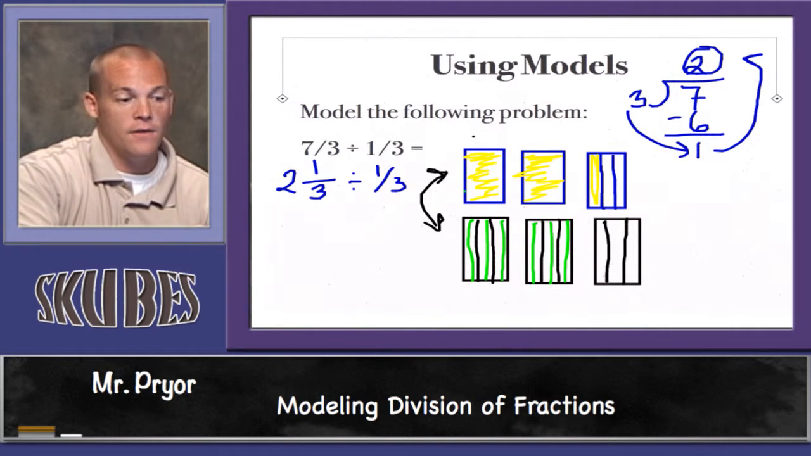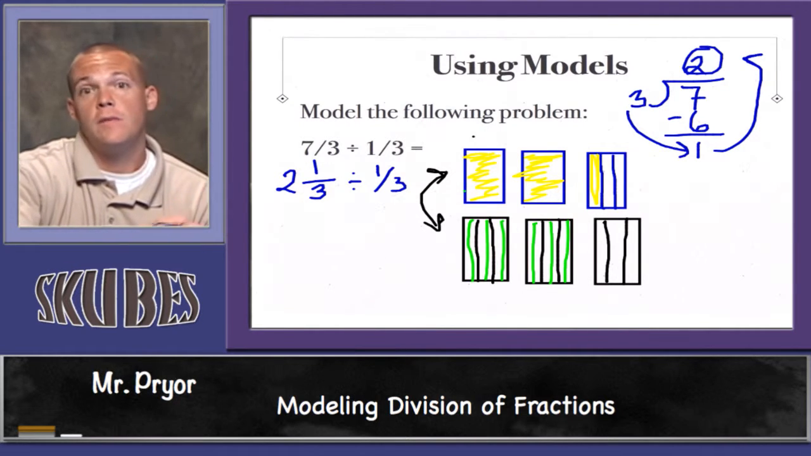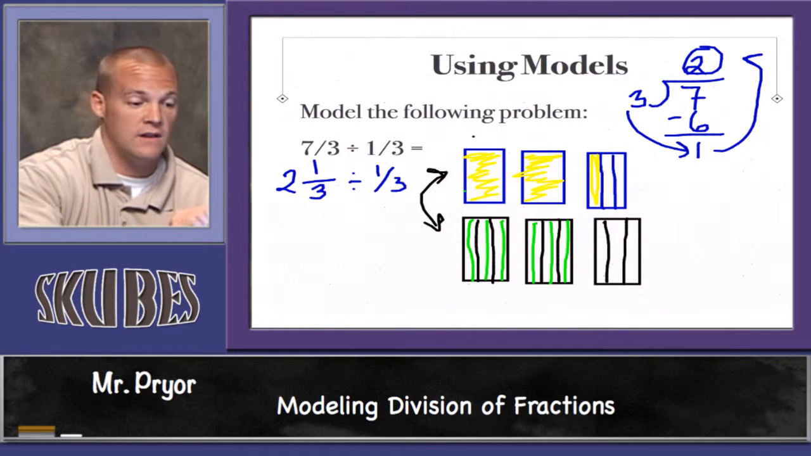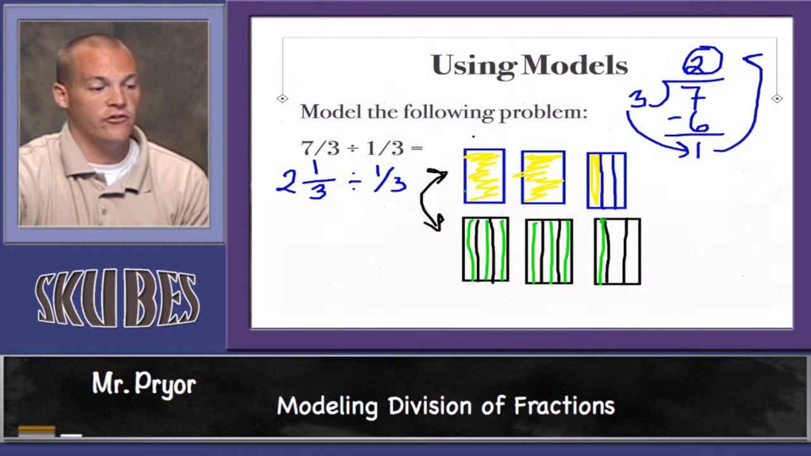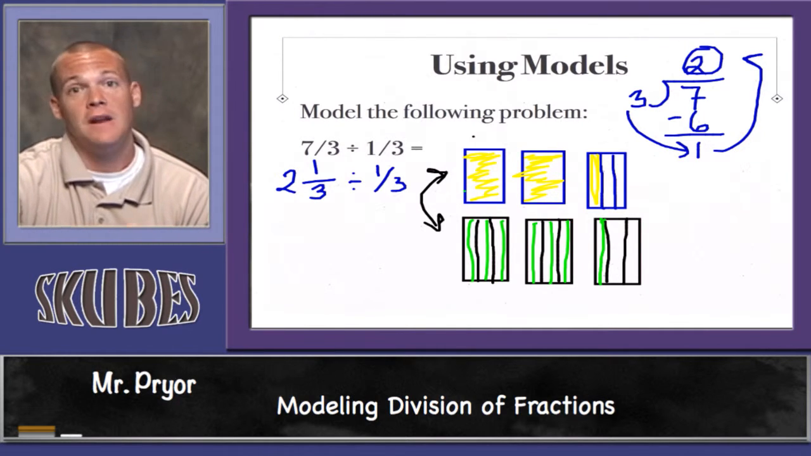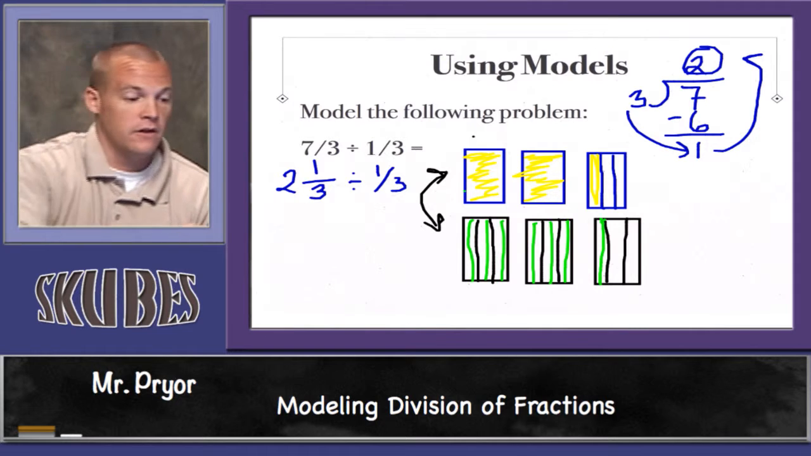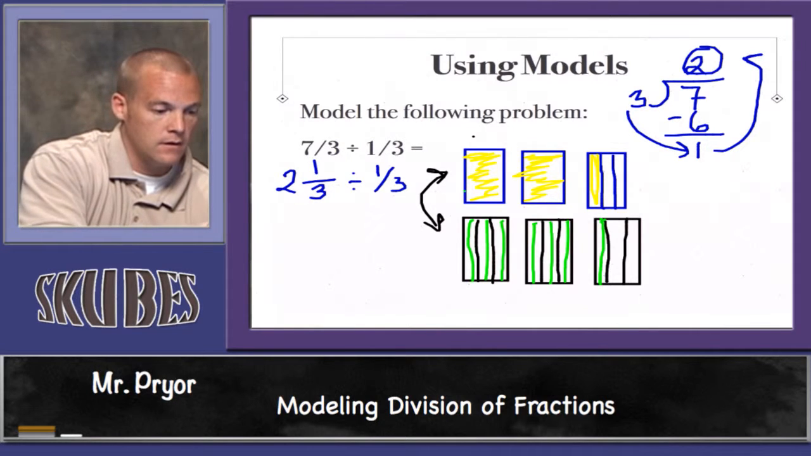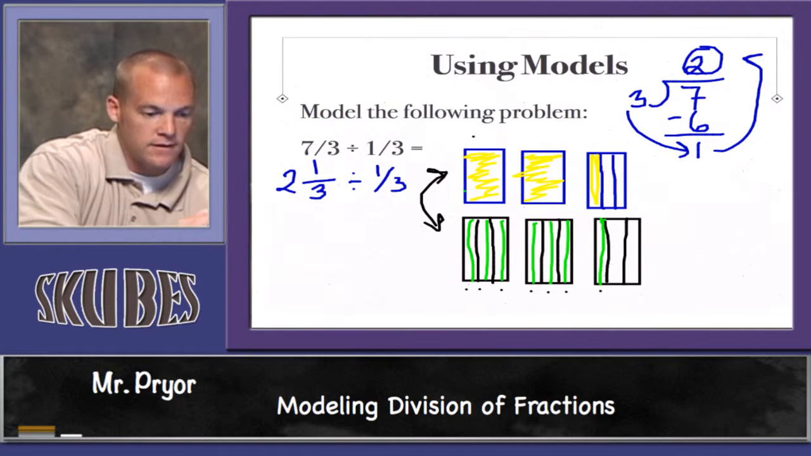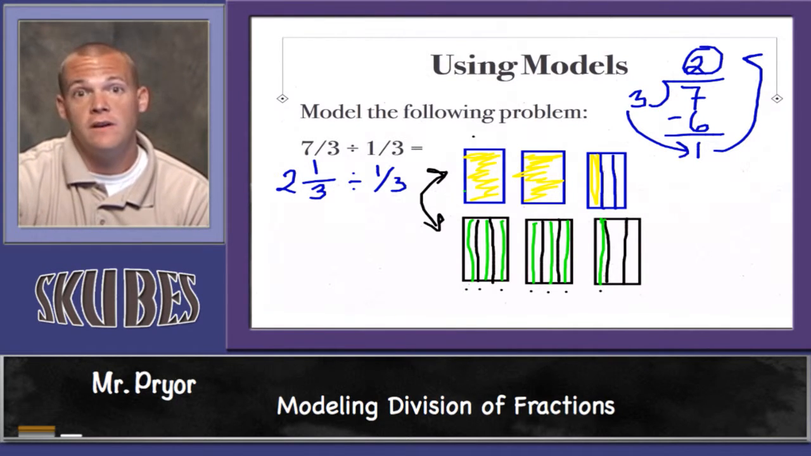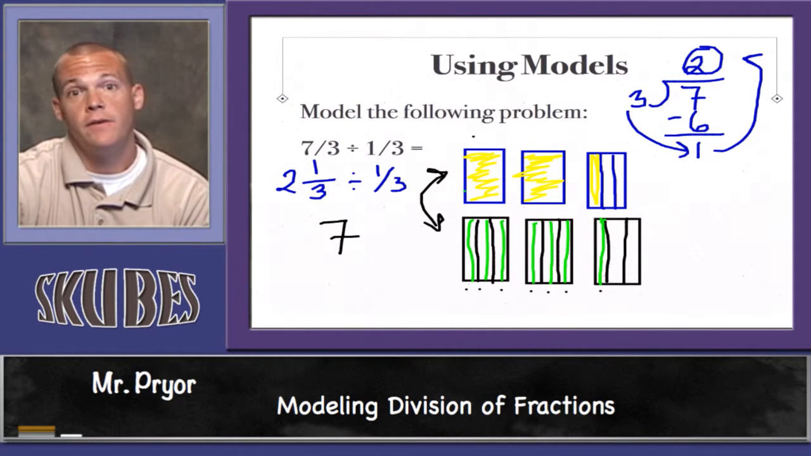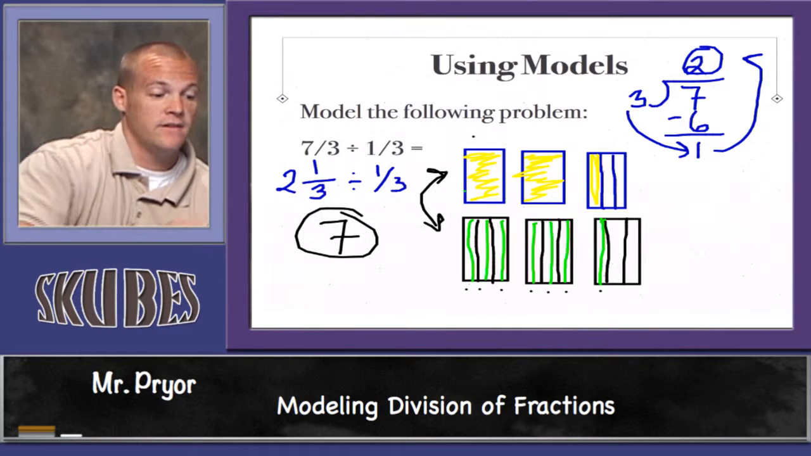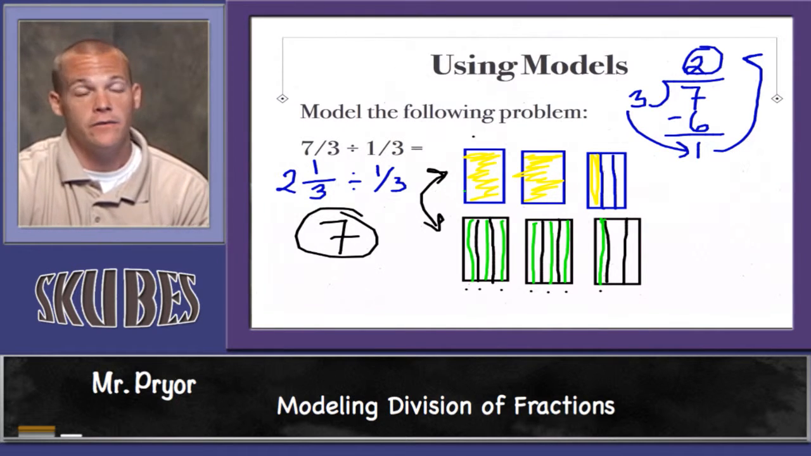All right, and then on the third rectangle over here, that was already broken up into thirds, notice there was only one shaded. So again, you're only going to shade one of them. And to get your solution, you will actually count up how many thirds now have been shaded in. So as we count, we have 1, 2, 3, 4, 5, 6, 7. And that's actually going to be your answer, 7. So when you take 7 thirds and divide it by 1/3, you end up with the answer of 7. And that's just to show you in models.